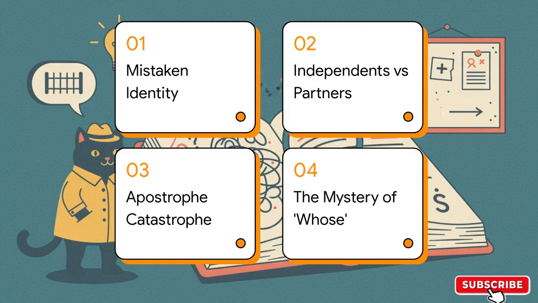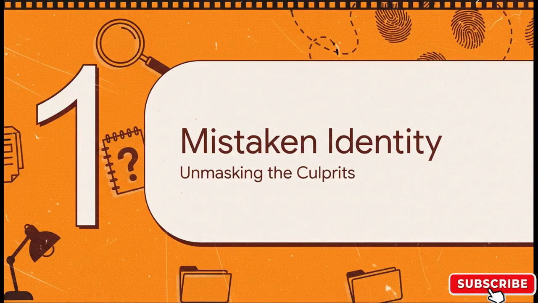So, here is how we're going to crack this case. First, we'll unmask our main suspects in a case of mistaken identity. Then, we'll figure out how to tell them apart by looking at the independents versus the partners. After that, we'll investigate the scene of the apostrophe catastrophe. And finally, we'll wrap things up with the mystery of whose. Sound good? Let's go. First up, mistaken identity.